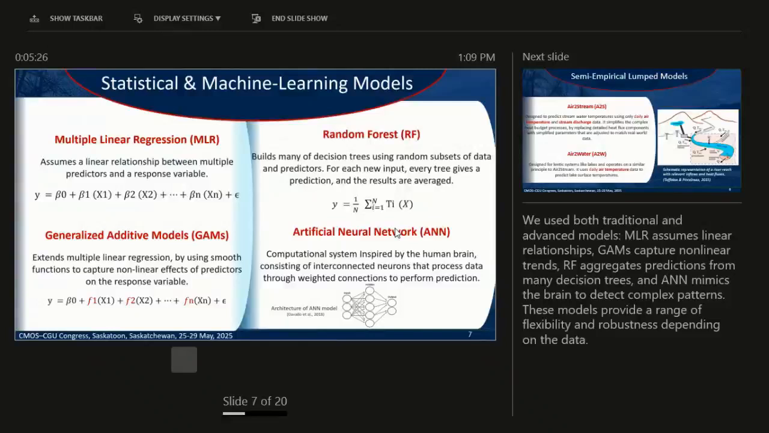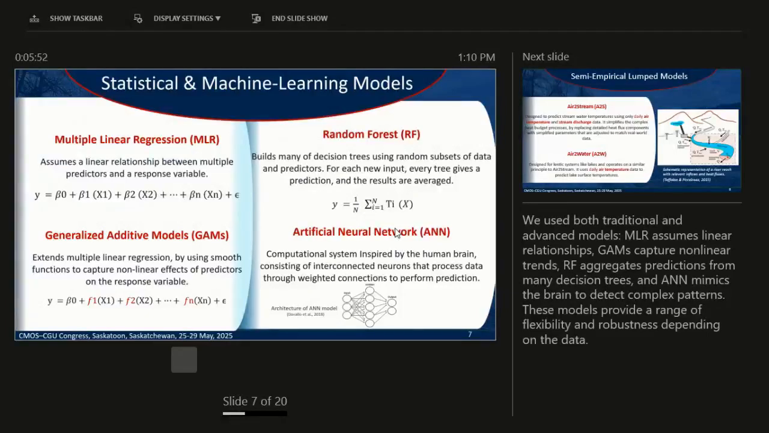So for the modeling purpose, we selected two statistical models. The first is MLR, multiple linear regression, which assumes that there is a linear relationship between predictors and output, which is the water temperature in our case. The second is a generalized additive model, which is an extension of the multiple linear regression, but it uses some smoothing function to take care of the nonlinear relationship between predictors and output.